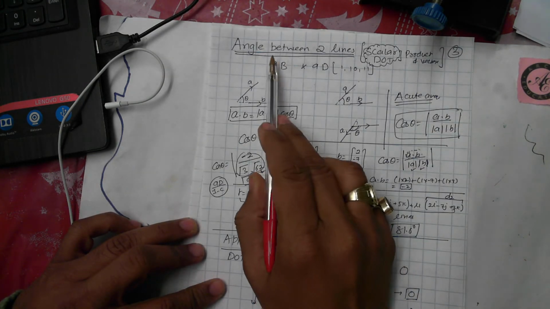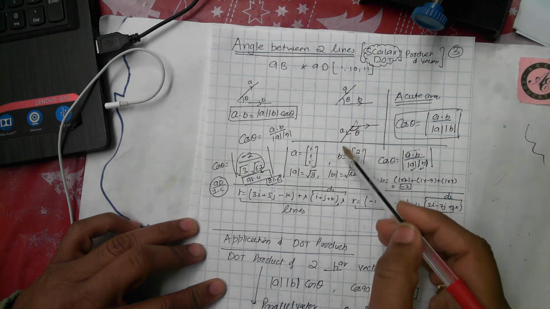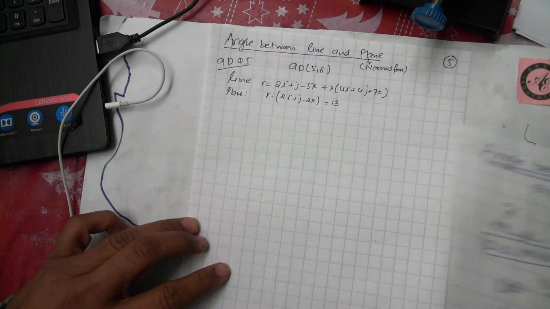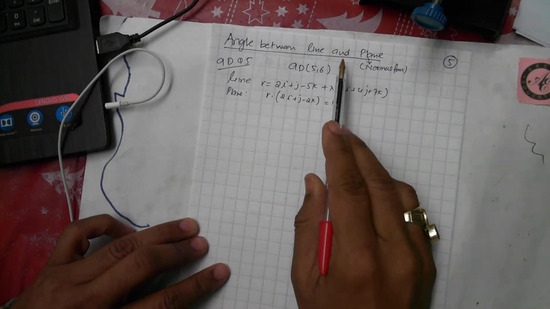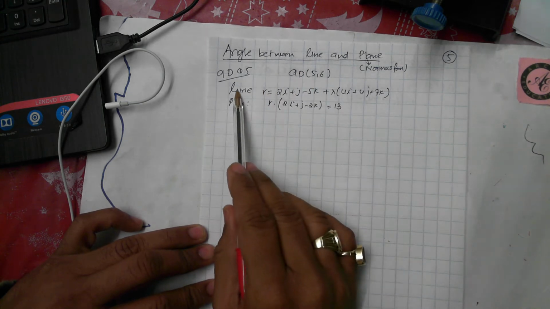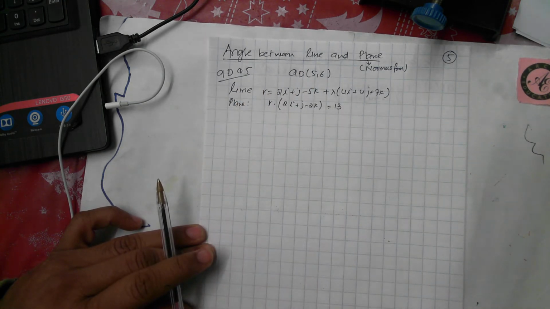Right, so after working out angles between two lines using the dot product, we're going to move on now to work out the angle between a line and a plane. Okay, this is exercise 9d, question number 5 and 6. I've copied question number 5, so I would like you to have a look at these questions. We work on it together. So pause for a second.